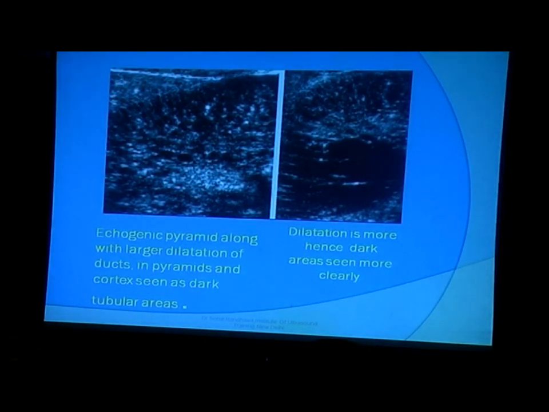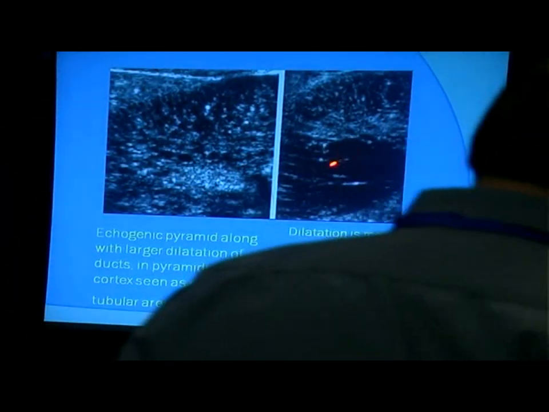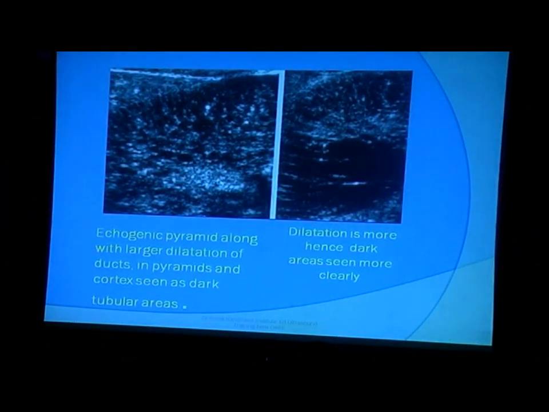This is just showing you an enlarged picture of the same, and now you can make out that there are bright echogenic spots which were not so clearly visible in the normal scan that you were doing with the routine probe. Here again the dilatation is more prominent of the collecting duct, so you see bigger areas.